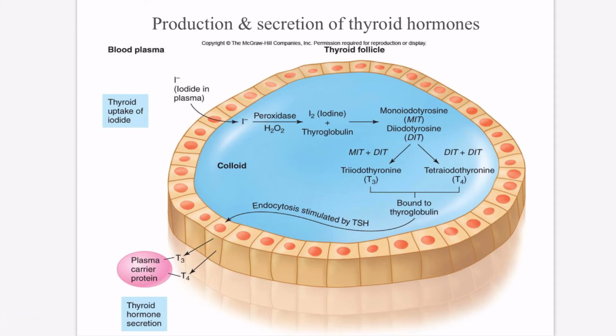So this is an image, a drawing of a follicle, if you can remember from human anatomy. On the outside, we have our simple cuboidal follicular cells, and on the inside, we have that precursor to the thyroid hormones called colloid. And so what happens, or what's shown here, is that the ion iodide is taken in from the plasma, and then remember that T3, T4 hormones are amines, and they are hydrophobic, and so they require the use of a plasma carrier protein to be secreted within the plasma.